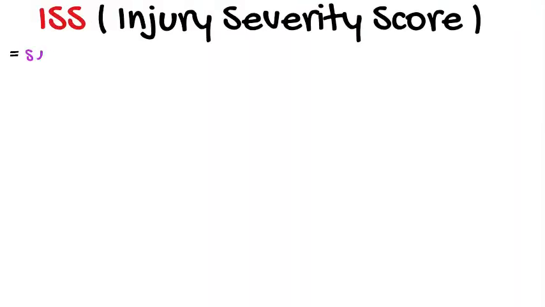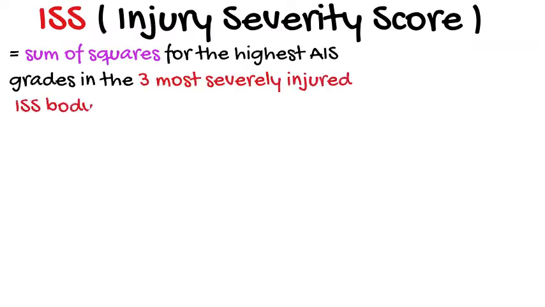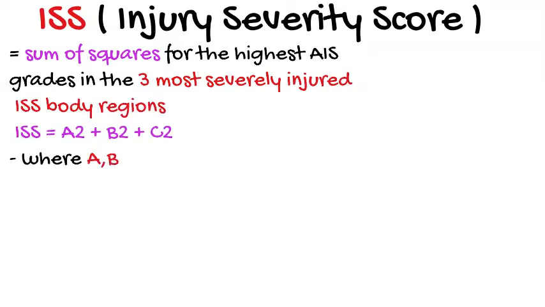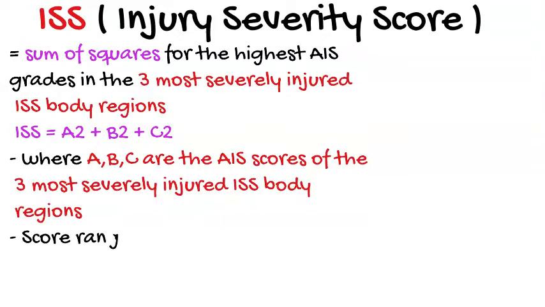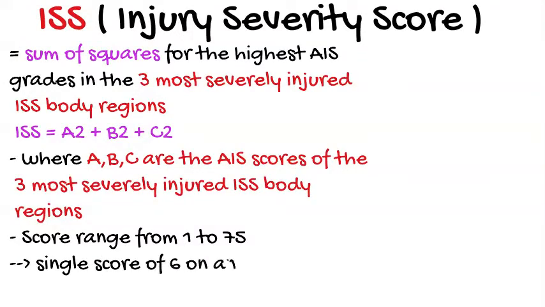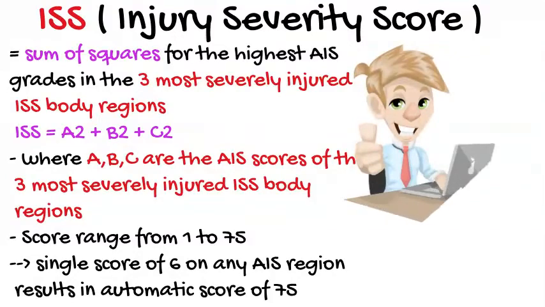So how do you measure the ISS, the injury severity score? ISS is the sum of squares of the highest AIS grades in the 3 most severely injured ISS body regions. Based on the formula, ISS is equivalent to A to the power of 2 plus B to the power of 2 plus C to the power of 2, whereby A, B and C are the AIS scores of the 3 most severely injured ISS body regions. The scores can range from 1 to 75. A single score of 6 on any AIS region results in an automatic score of 75.